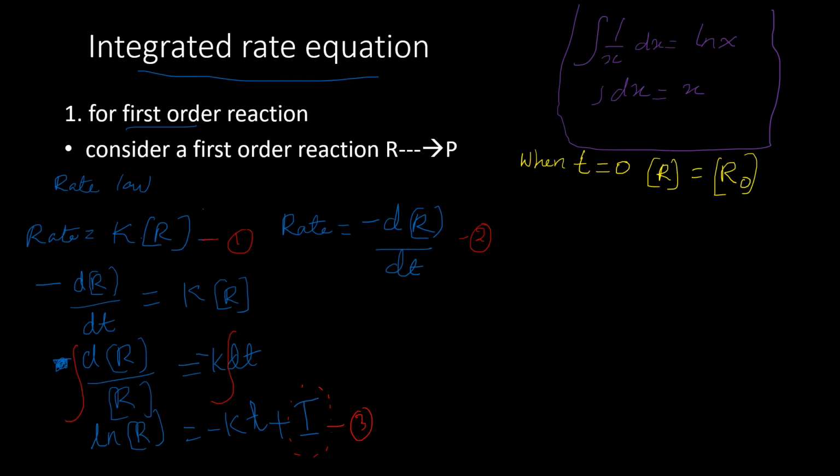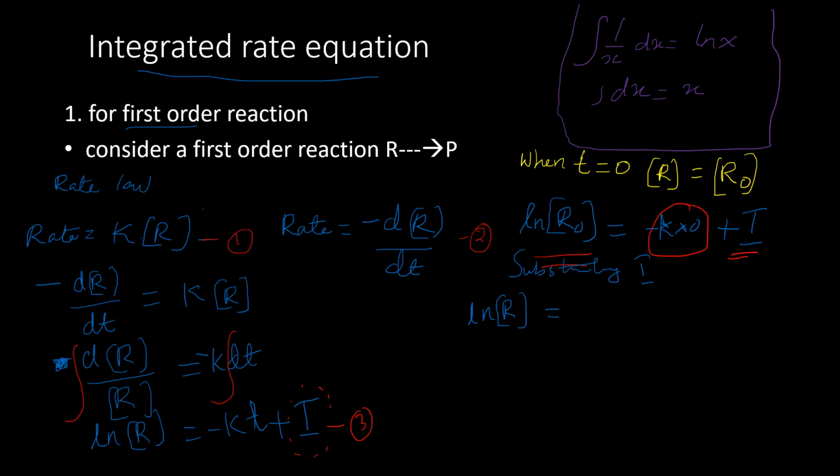When we substitute these values in the above equation, we get ln R0 equal to minus k into 0, which becomes 0, plus I. So this term becomes 0 and we get the value of I is equal to ln R0. We substitute this value of I in equation 3. On substituting, we get ln R is equal to minus kt plus ln R0. Rearranging this, we get kt equals ln R0, and when ln R comes to this side, it becomes negative ln R.